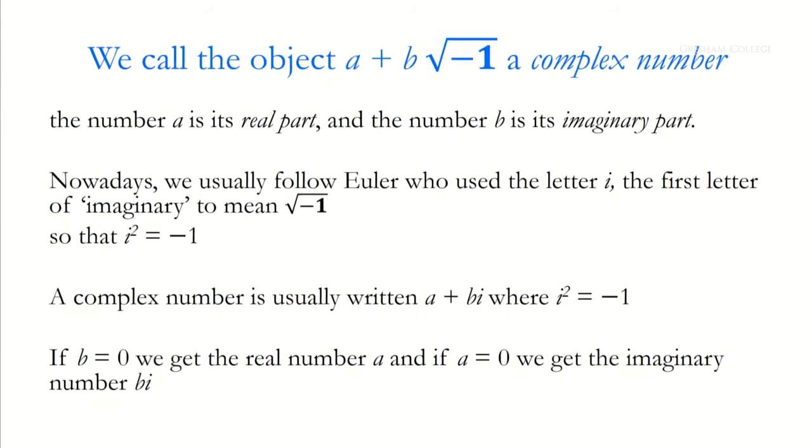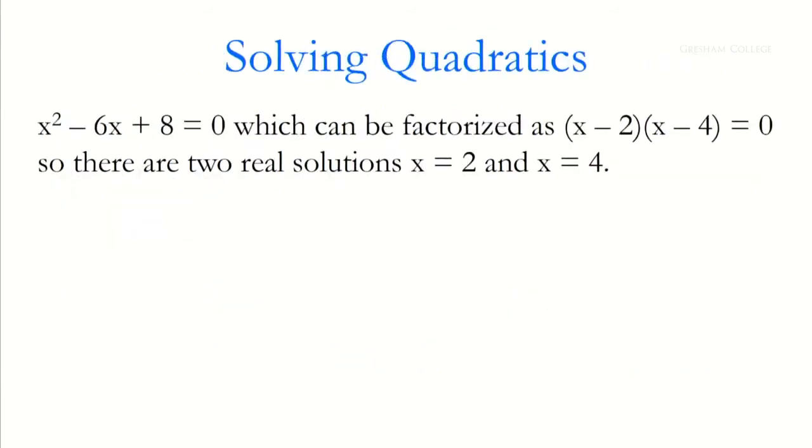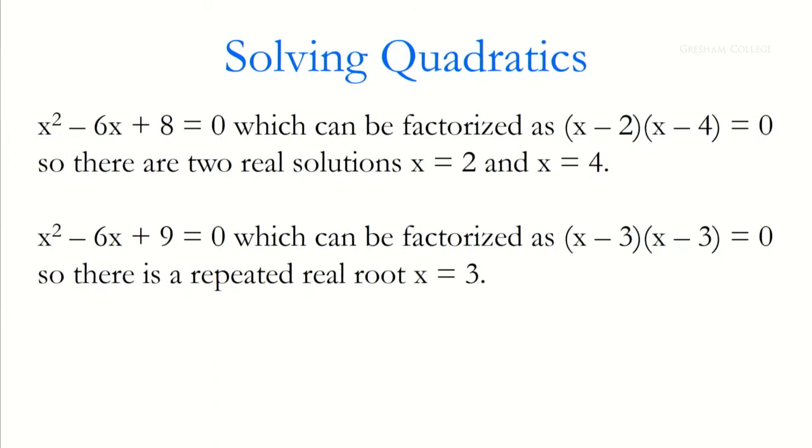Okay, so possibly the first time that many people meet complex numbers is when they come to solving quadratic equations. An example of a quadratic equation is x squared minus 6x plus 8 equal to 0. And that can be factorized as (x minus 2) times (x minus 4). So it's got two real solutions, x equal to 2 and x equal to 4. But if we modify the equation slightly, x squared minus 6x plus 9 equal to 0, then you can factorize that as (x minus 3) times (x minus 3).